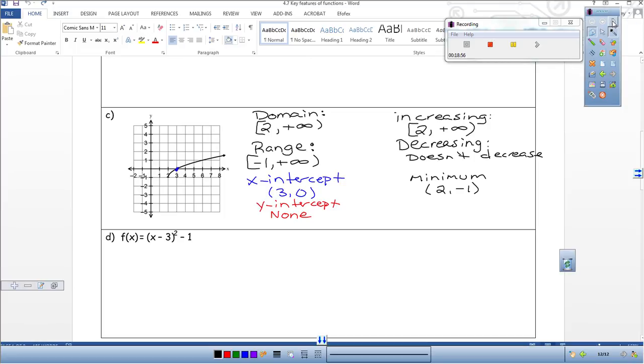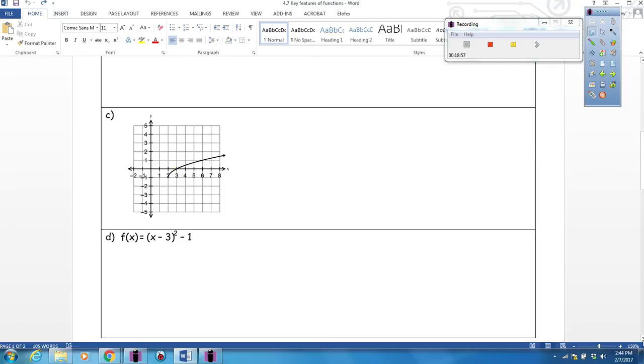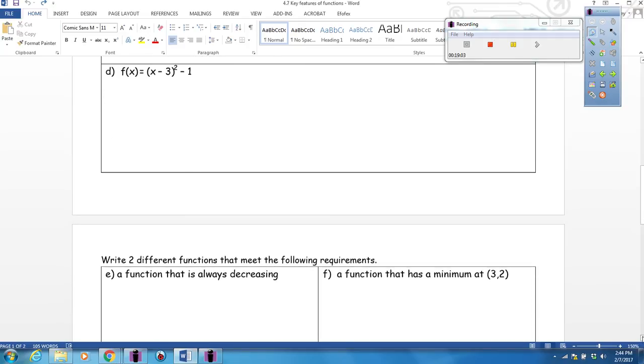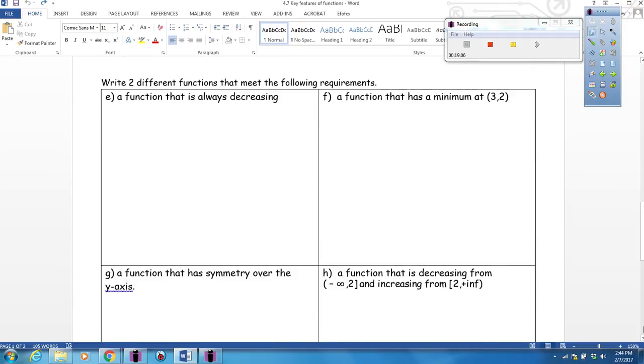Okay, let's move on to the back page. I want to go over a couple of these before we go. Okay, I want you to write 2 different functions that meet the following requirements.